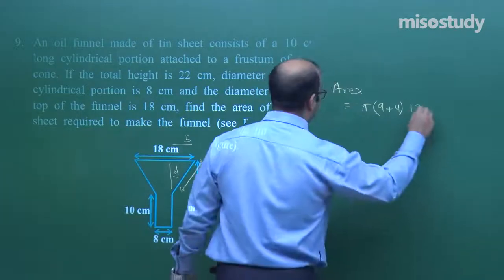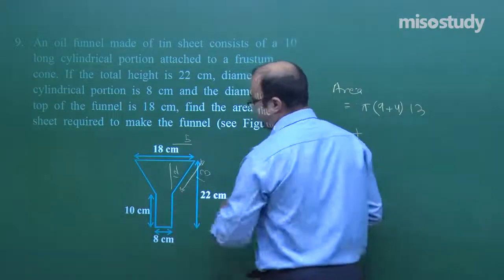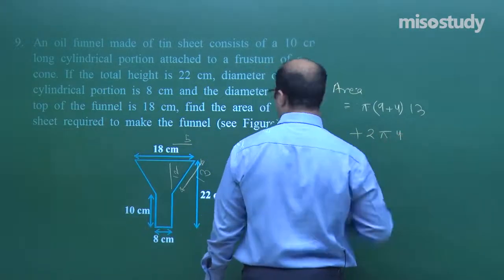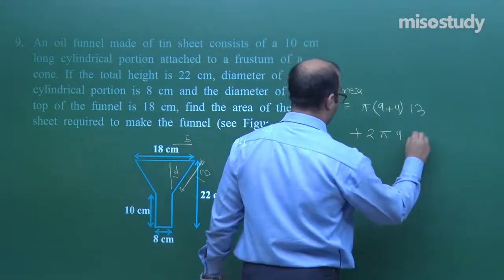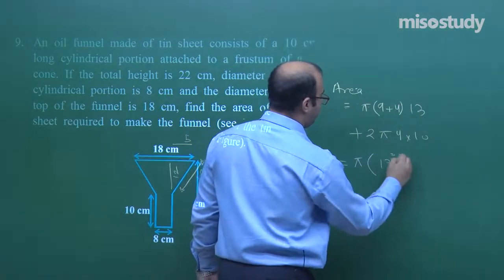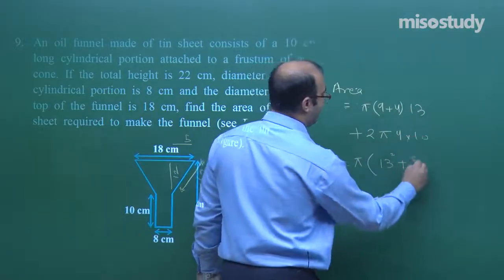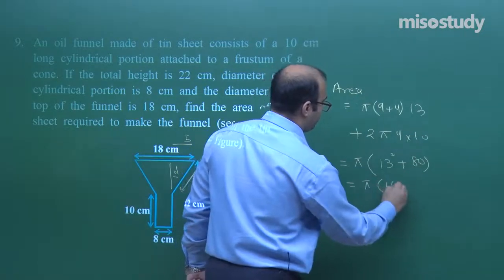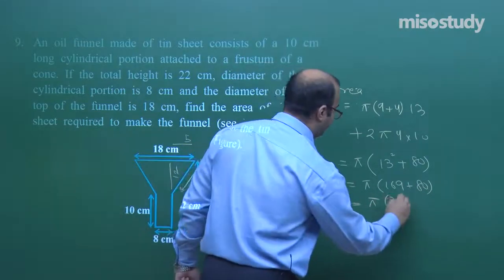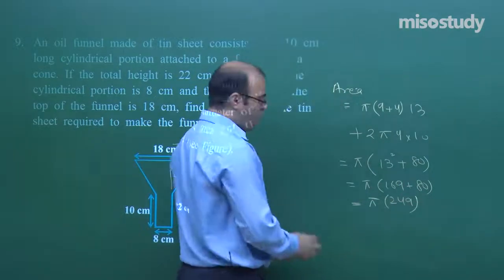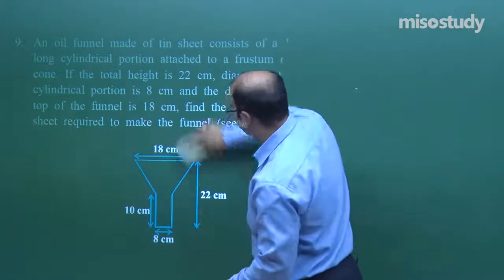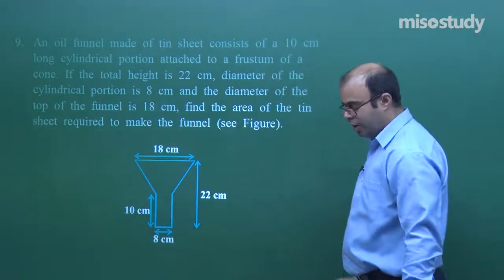So, slant height is 13 plus curved surface area of this cylinder, which is 2 pi RH, 2 pi, radius for this is 4 centimeter and height for this is 10 centimeter. So, into 10. So, let us take pi common, 9 plus 4 is 13 square here, plus pi is common. So, 8 into 10 is 80. We can write pi 169 plus 80. Now, 169 plus 80 is going to be 249. We can further calculate it, or we can write the answer as it is also. So, this is the area of the tin sheet which we need to make this particular shape.